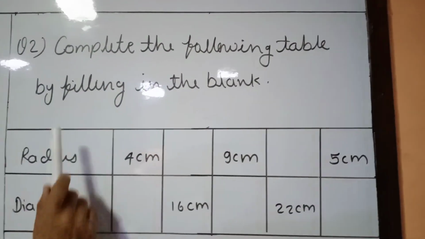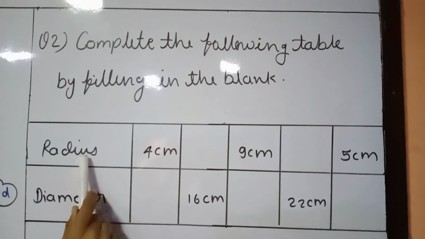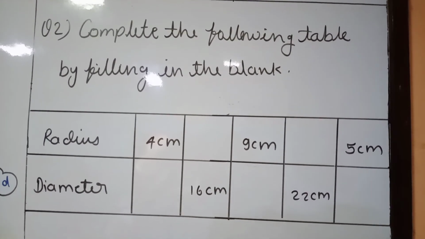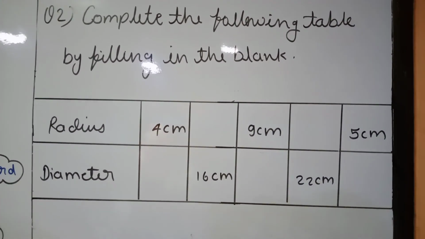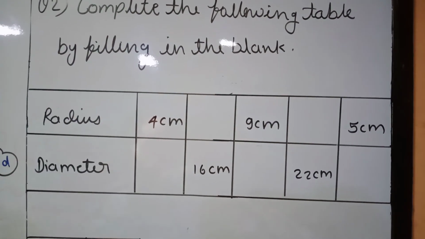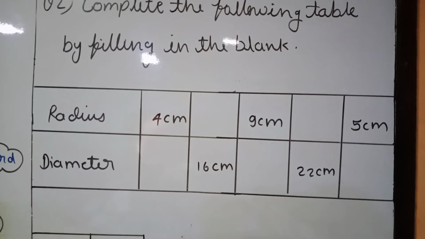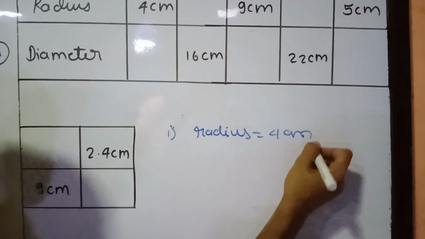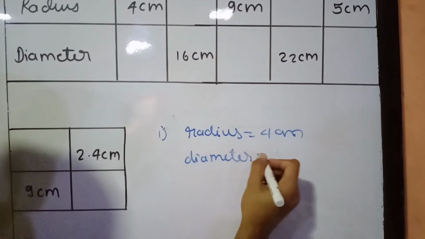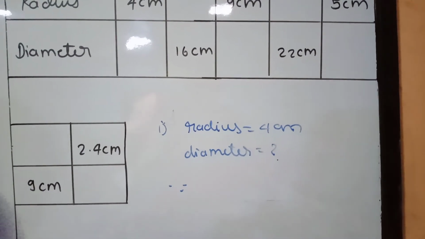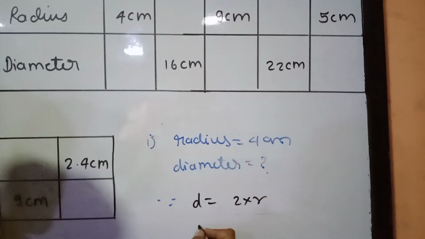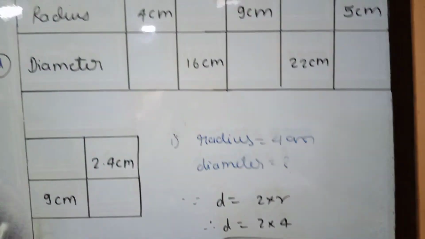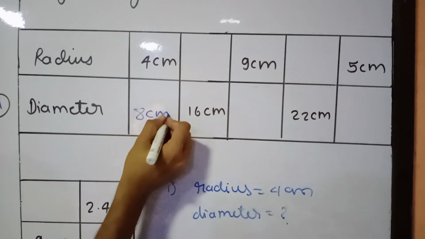So on the basis of that we have question number 2. Complete the following table by filling in the blank. We have the radius 4 centimeter and the diameter missing. Diameter we want to find out. As I said, diameter is twice of radius. Twice means multiply by 2. The first one, radius is equal to 4 centimeter. Diameter is equal to question mark. Because we learned the formula, D is equal to 2 into R. Therefore D is equal to 2 into 4. D is equal to 8 centimeter. So here the diameter becomes 8 centimeter.